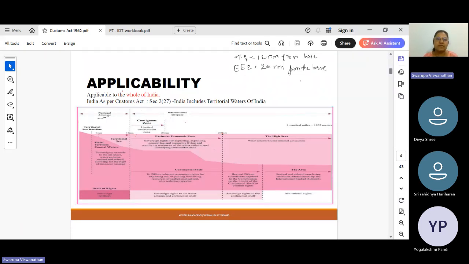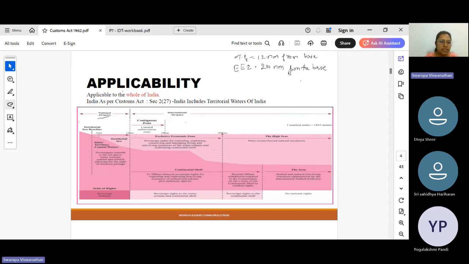Customs applies to the whole of India. Whole of India means the territorial border plus territorial sea, territorial water. Territorial water is limited to 12 nautical miles from the coastal baseline. And the exclusive economic zone is 200 nautical miles from the coastal baseline.